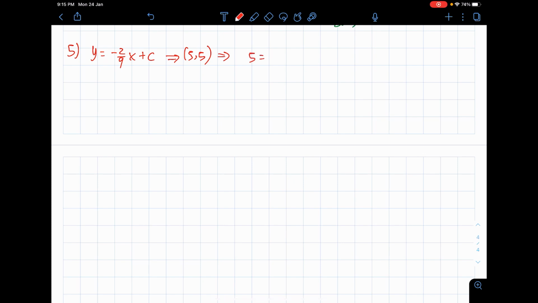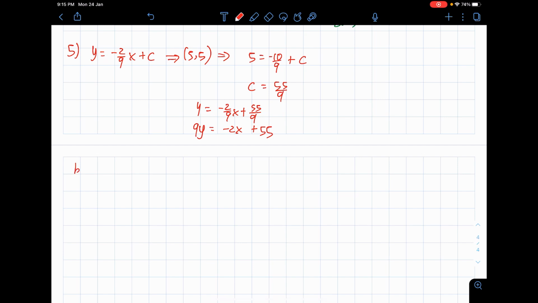You'll have 5 equals negative 10 over 9 plus c. Multiply everything by 9, so I got 45 equals negative 10 plus 5 plus 9c. So that 9c, you know what, I don't need to do that. I just need to find the value of c for now. So it's gonna be horrible, but well, I got 55 over 9. Hence, you have y equals negative 2 over 9 x plus 55 over 9, times everything by 9. And that's that.